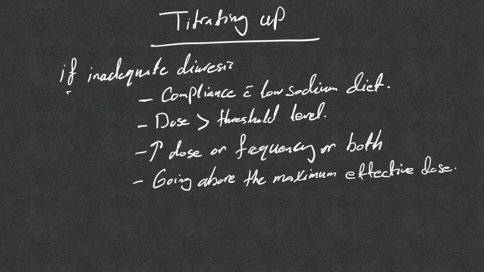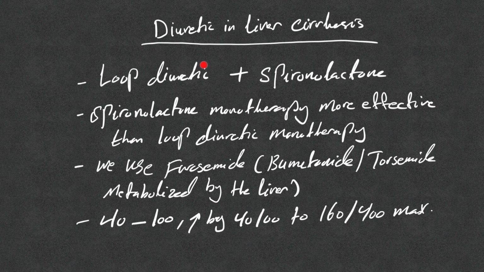If I did all of that, and still there is inadequate diuresis, again, make sure the patient is compliant with the low sodium diet and make sure the diuretic dose is above the threshold level as we explained. What I do, increase the dose or frequency or both, or sometimes go above the maximum effective dose. Although we explained that usually will not give you much additional diuresis, it will leave the effective dose at a longer time. Now, diuretics in liver cirrhosis is a special case.